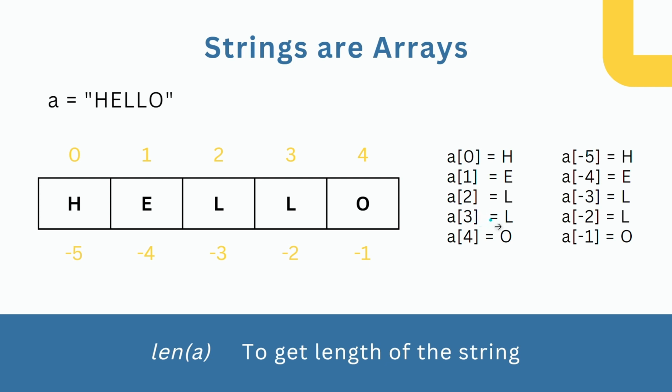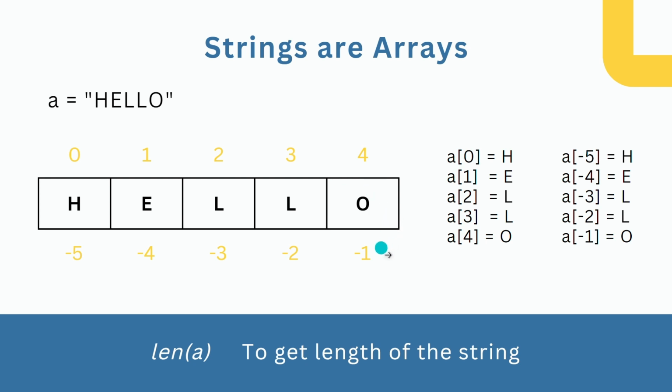So strings are arrays in Python, and we'll also see this in the code once I explain the slide. For example, let's say you have a variable a in which you're storing the word hello, so it will be denoted as an array. So you write HELLO and then you assign an index number to each character, like H will be 0, E will be 1, L will be 2, and so on.